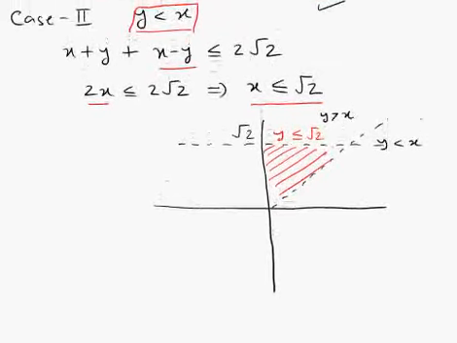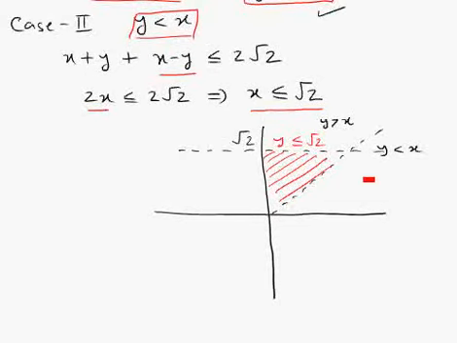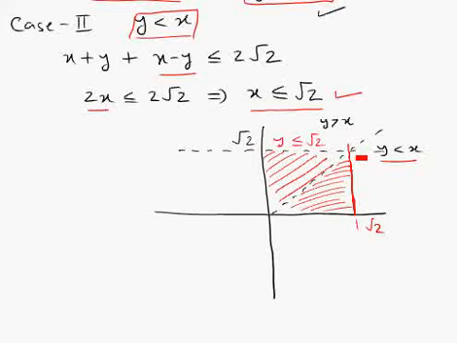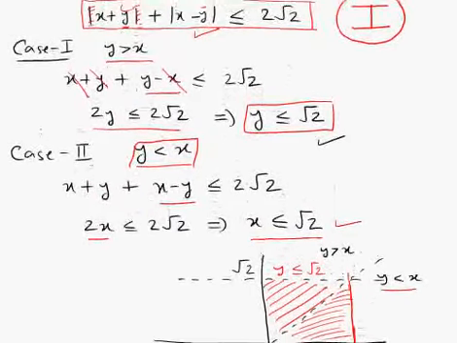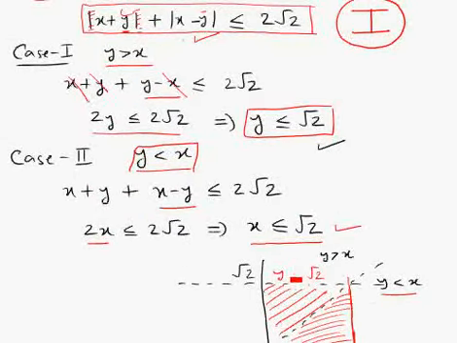Now if we see case 2, case 2 is x greater than y. x greater than y means below this line. When we are below this line we have to plot x less than or equal to root 2. This is the x = root 2 line. We have to plot to the left of this as well as on this line, so we can show this line solid to show that this line is included. So you can see this inequality in the first quadrant is representing a square, right?